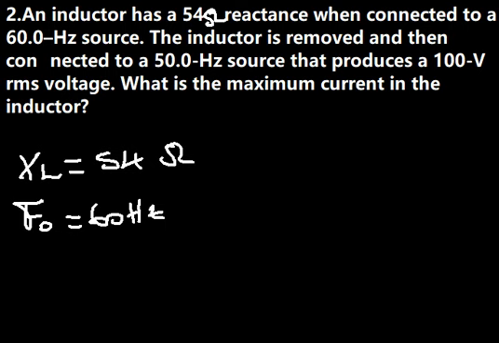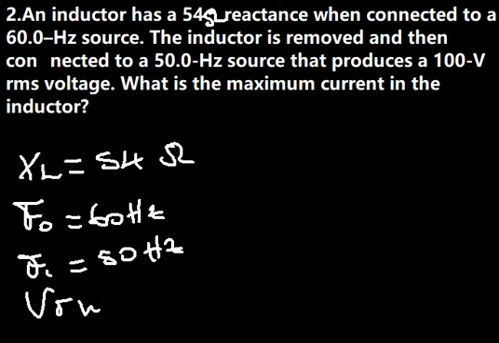Now the inductor is removed and then connected to 50 Hz. This is the final frequency, given as 50 Hz. That produces the load RMS voltage, that is VRMS, which is given as 100 watts. Now what is the maximum current in the inductor?